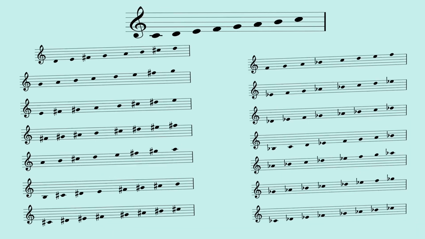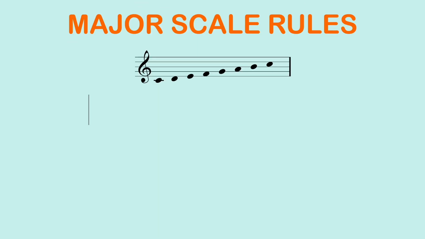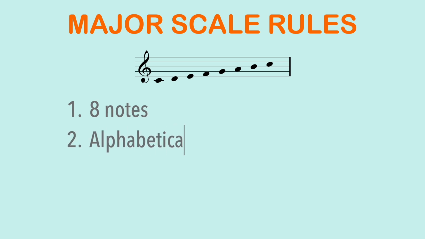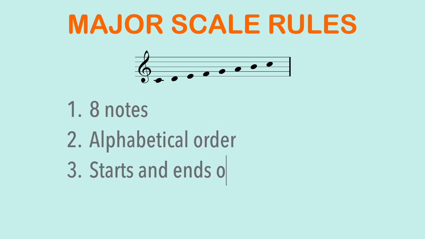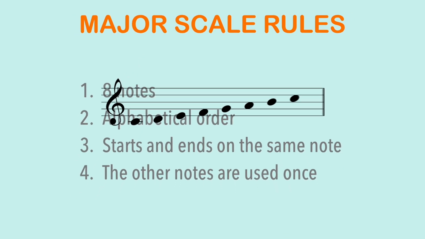There are 15 different major scales, and although they all seem different, they all use the same set of rules. Every scale has 8 notes. The order of notes follows the alphabetical order. The scale starts and ends on the same note. Apart from the starting and ending note, every other note name is used once. Let's check these rules on the simplest C major scale.